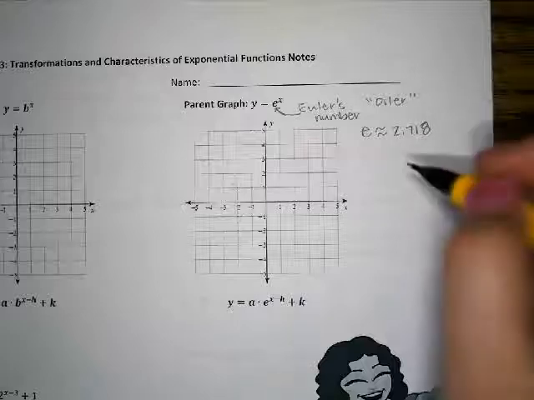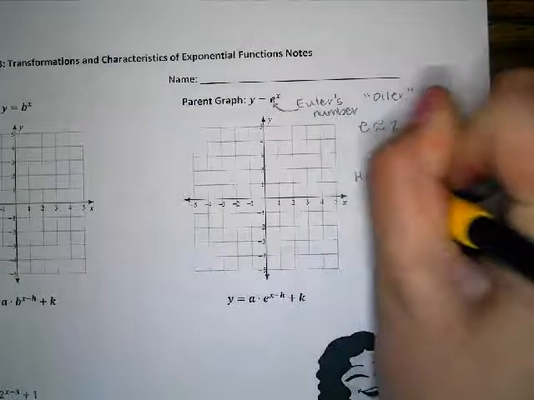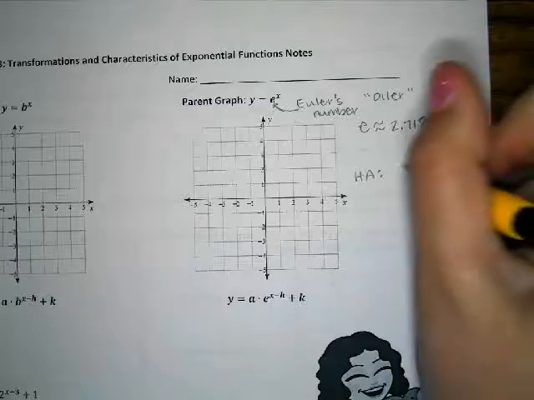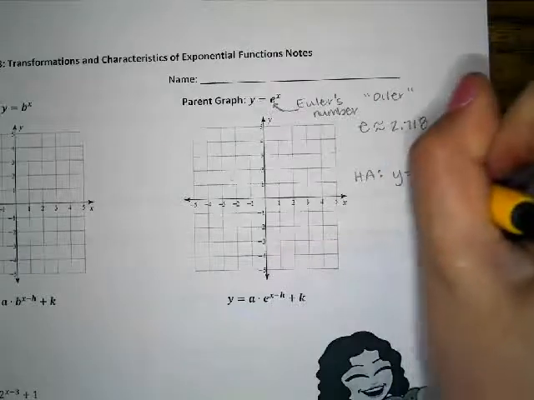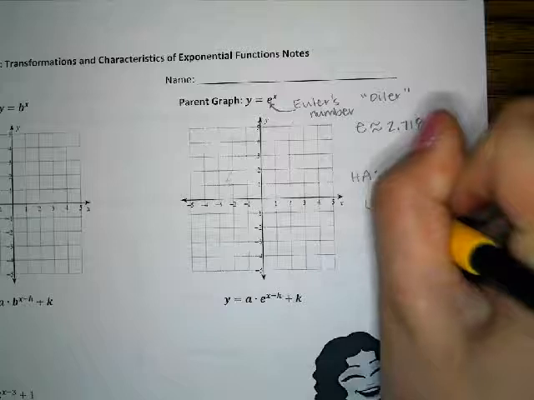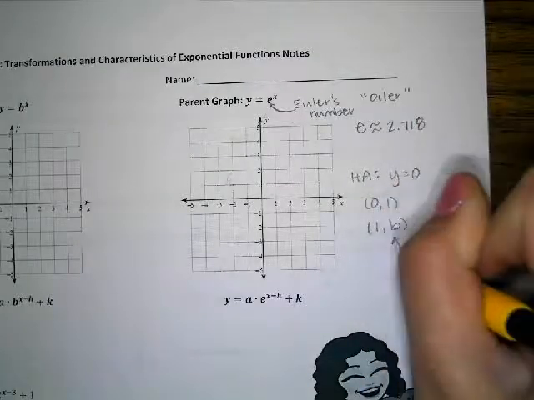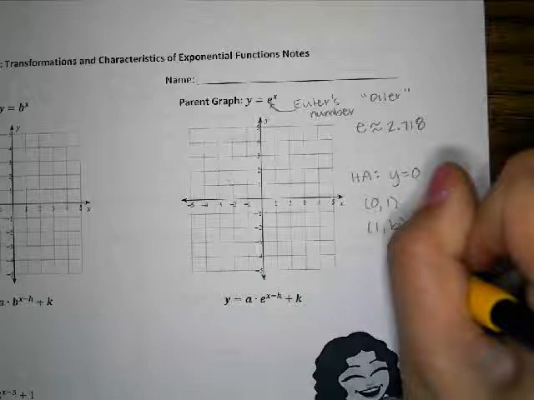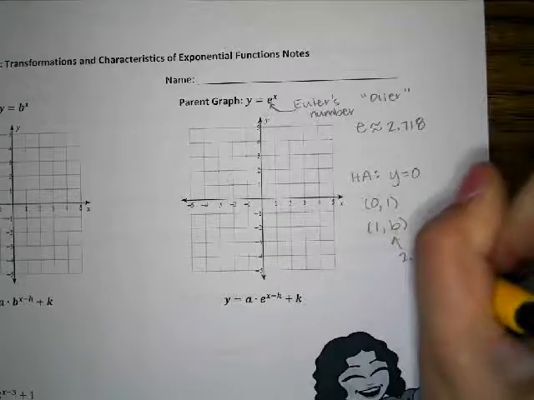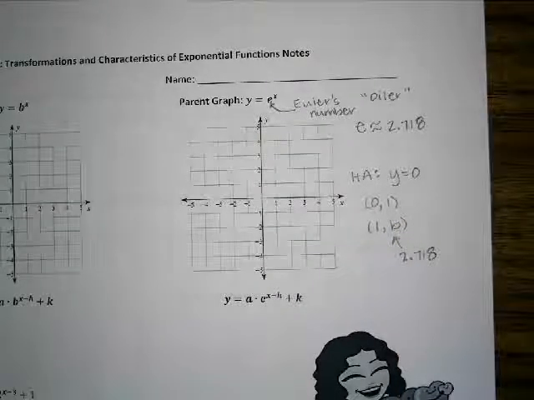Okay? So here we're going to say, just like the regular parent graphs for b to the x, the horizontal asymptote is 0. It still has the special points where you plug in 0, you get 1. You plug in 1, you get the base. We just know that the base for these problems is Euler's number, which is 2.718. So it's not scary, it's just a decimal. That's it, 2.718.